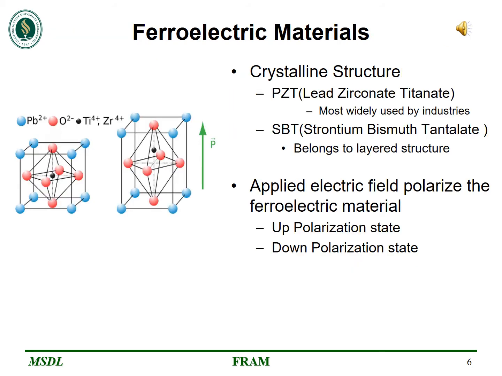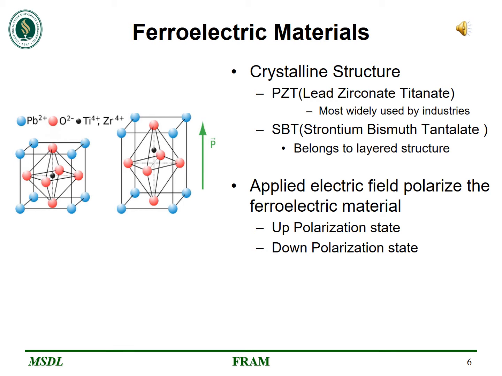FRAM uses the crystalline structure of ferroelectric materials. A crystalline structure has an ordered arrangement of atoms and ions. There are two types of materials used in FRAM technology. The first one is the PZT structure, which contains lead, zirconate and titanate as fundamental atoms. Most industry applications use PZT as a ferroelectric material. The second structure is SBT.